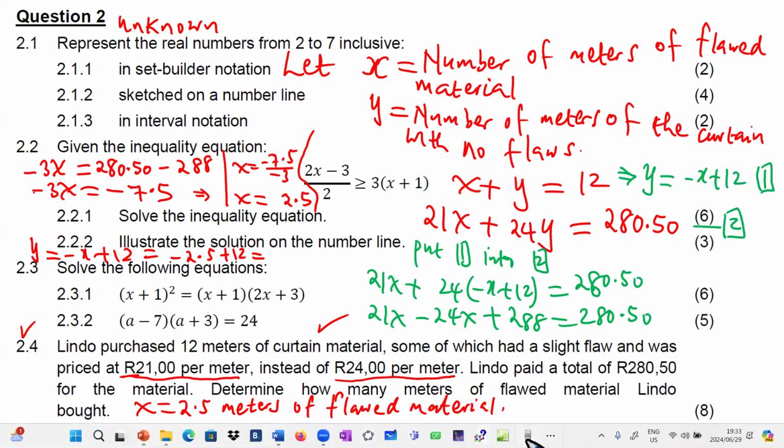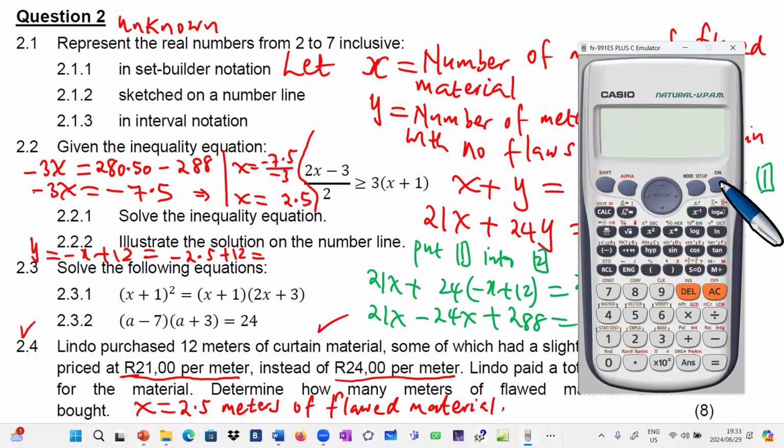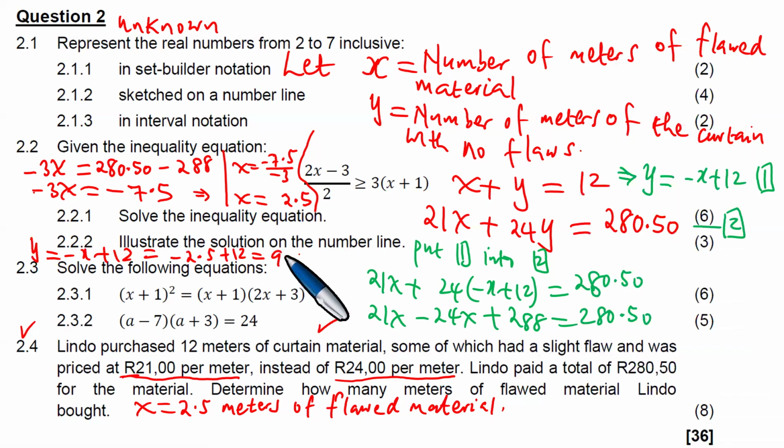Let's take a look. Okay, now you're going to say 12 minus 2.5. Yes, 9.5. Well done. So 9.5, you're going to write that one here. Yes, so the 9.5 is good.